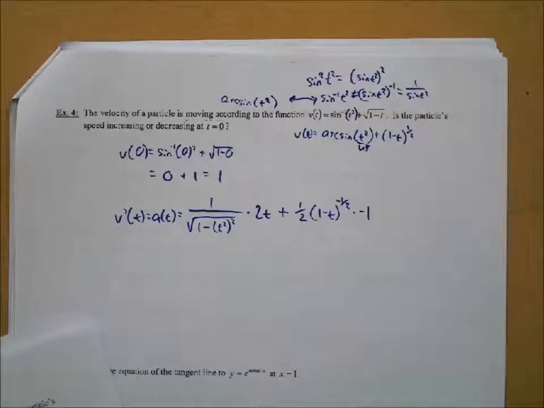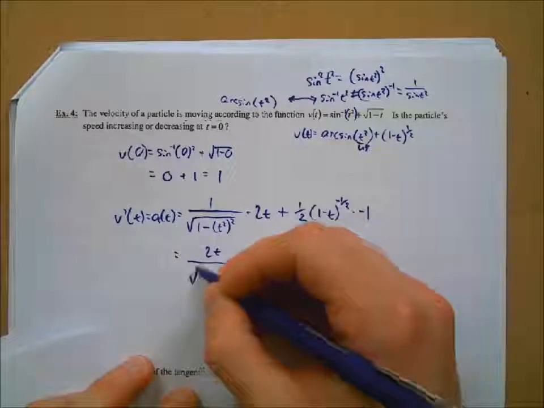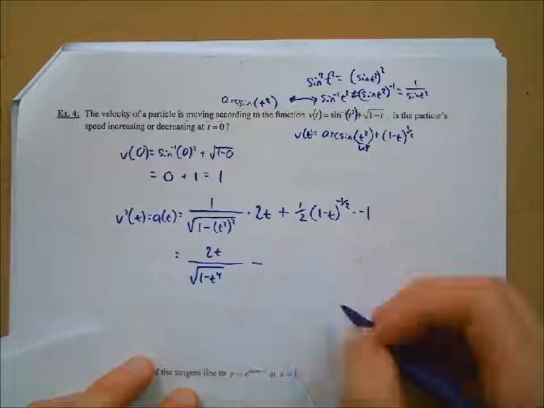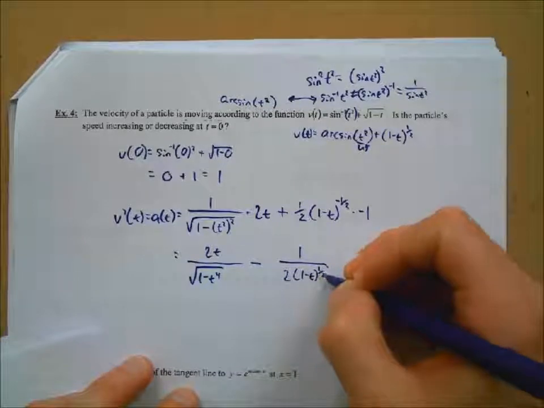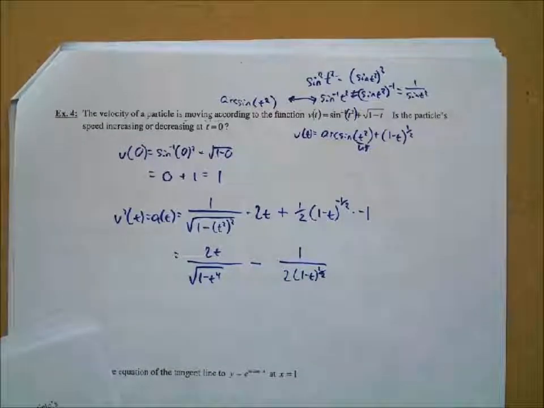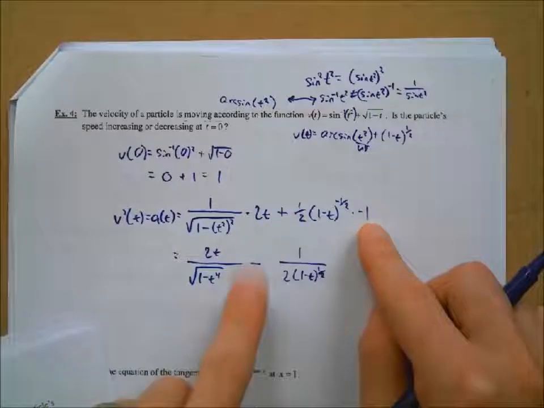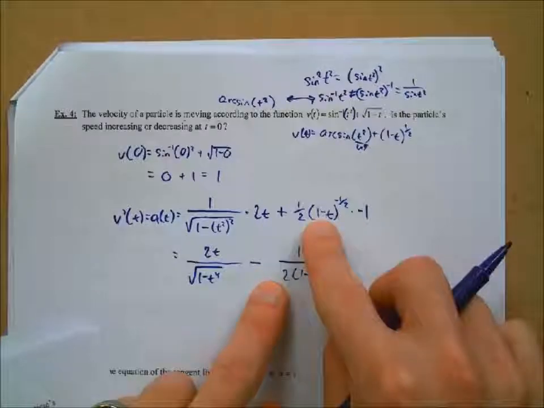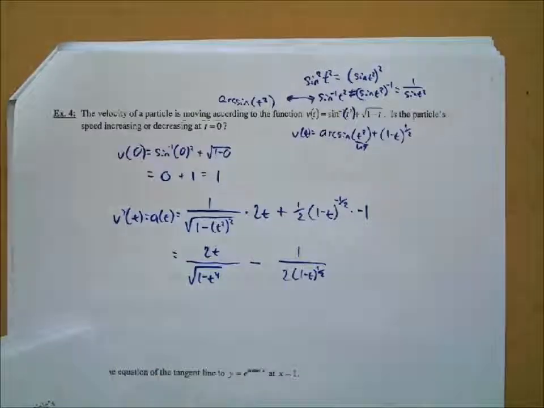I'm going to simplify this just a little bit. Not really necessary, I guess, but I'll go ahead and do it. So it's 2t over the square root of 1 minus t to the 4th, minus 1 over 2 times the square root of 1 minus t. Again, the negative 1 times the 1/2 makes it a negative instead of a positive, and the 1/2 leaves us with a fraction. And then the 1 minus t to the negative 1/2, that 1 minus t goes into the denominator with the 2. Make it 1 minus t to the positive 1/2.